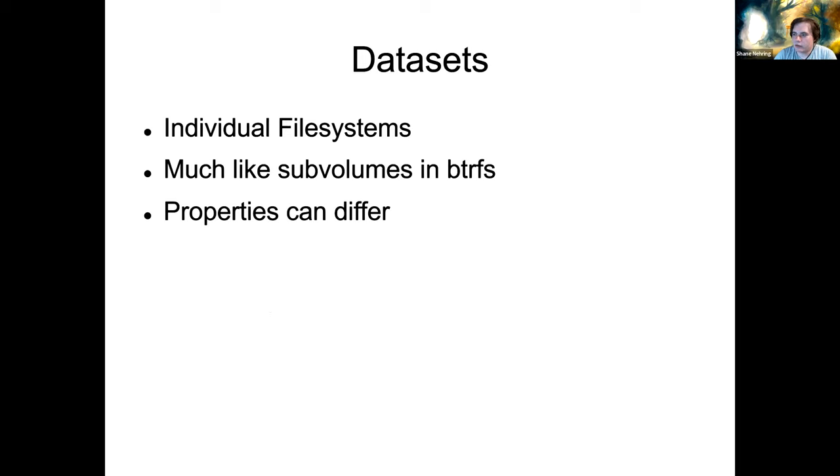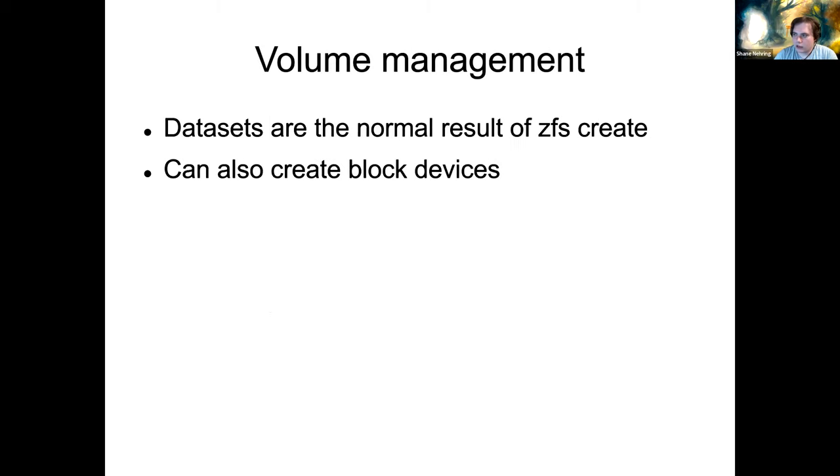Data sets are what ZFS calls file systems. They're allocated from pools. And this allows you to just divvy up the storage. ZFS functions a lot like a volume manager and a file system in one. And the fact that it unifies that functionality allows it to do a lot of powerful things. And then you can set what are called properties on the data set individually.